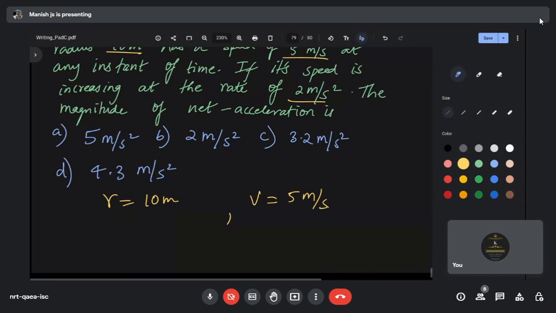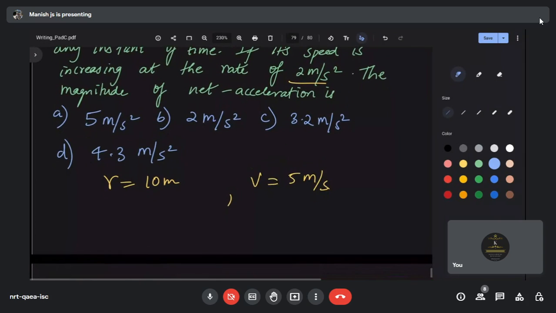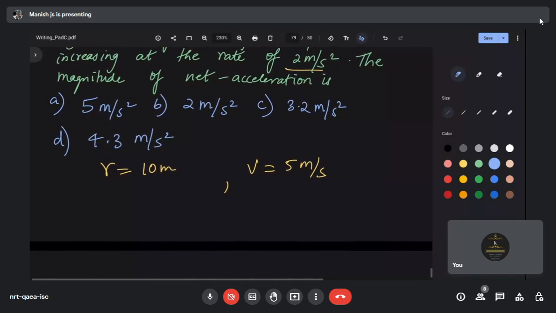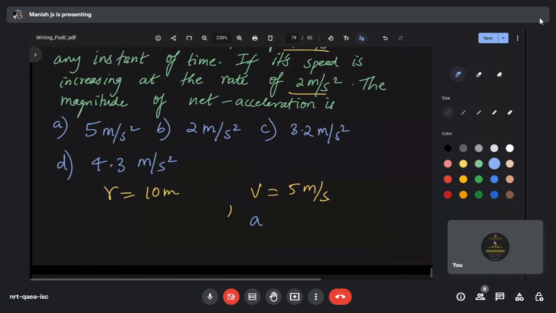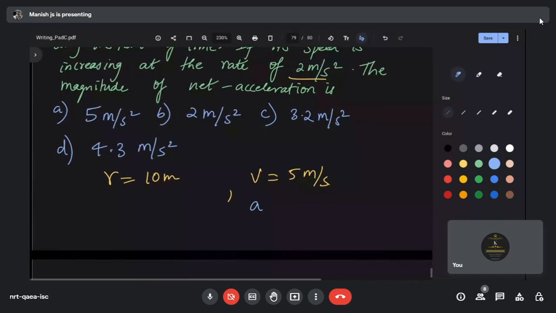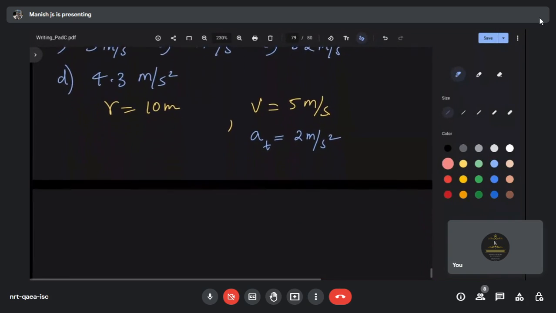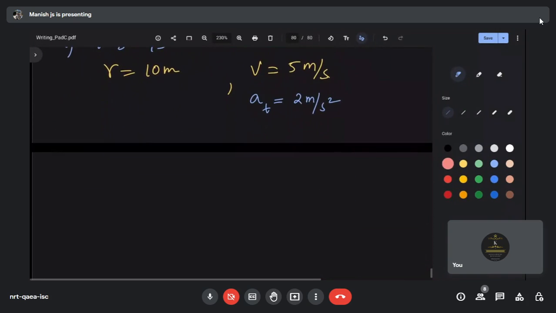Okay. அப்புறம் this is 2 meters per second square, it is not speed. Look at the unit: increasing at the rate of, the unit is meter per second square. So it is nothing but the acceleration. So acceleration at that particular time when it is increasing is 2 meters per second square. இதெல்லாம் கொடுத்திருக்காங்க questionல. So they are asking what is net acceleration.